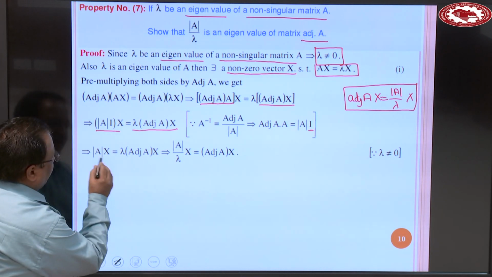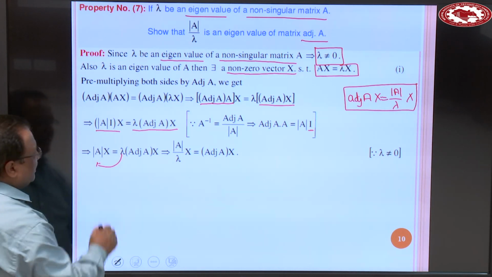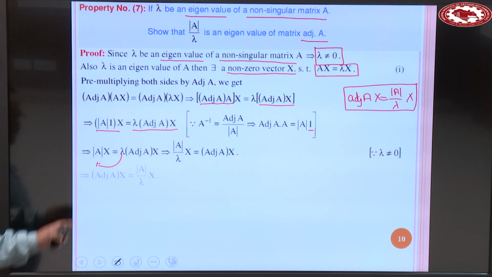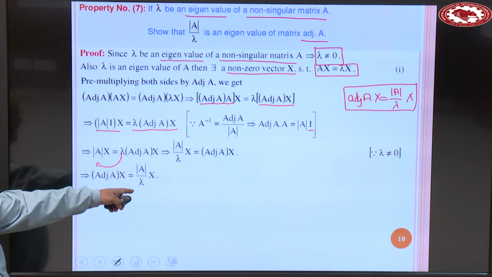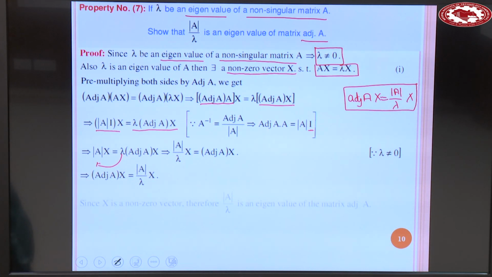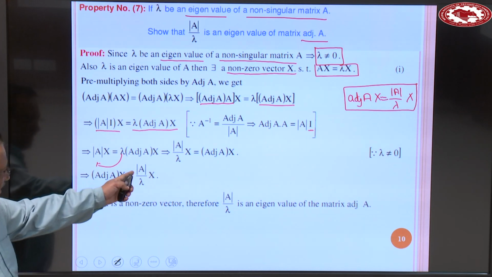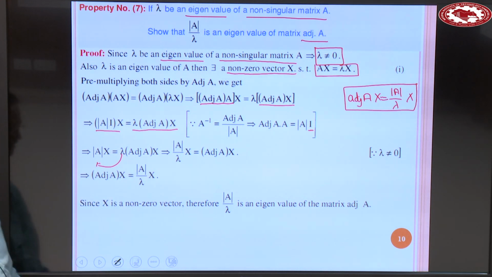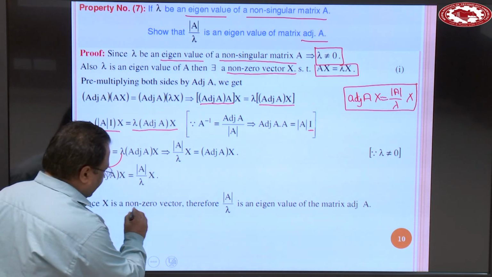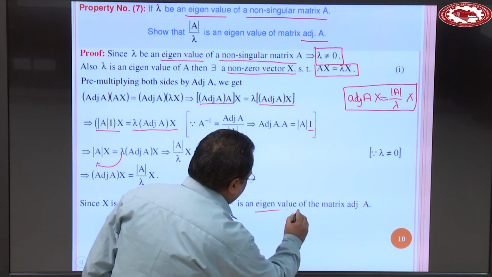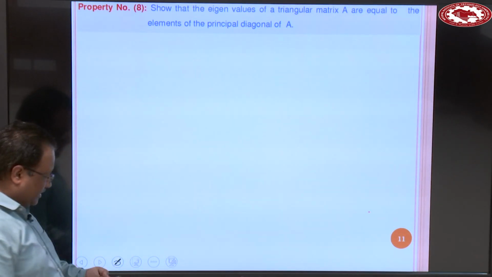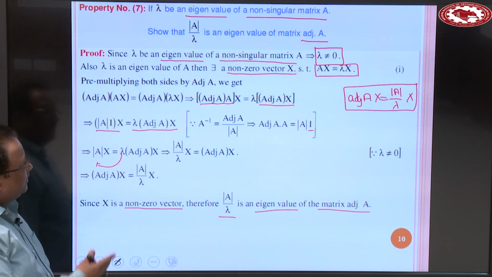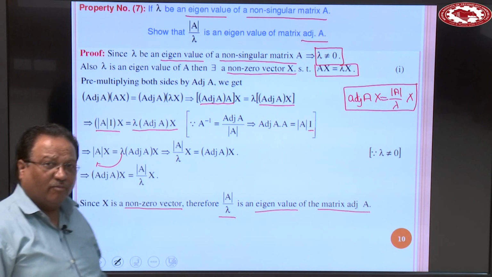and this result implies determinant A over lambda, right? Over lambda. So determinant A over lambda x is equal to adjoint A x, and this can be written as adjoint A x is equal to determinant A over lambda x, and this completes the proof. This means this determinant A over lambda is an eigenvalue of adjoint A and capital X is the eigenvector. Since X is a non-zero vector, right, non-zero vector, this is an eigenvalue of the matrix adjoint A. This completes the proof. Okay. So in this way you can prove all such types of properties.